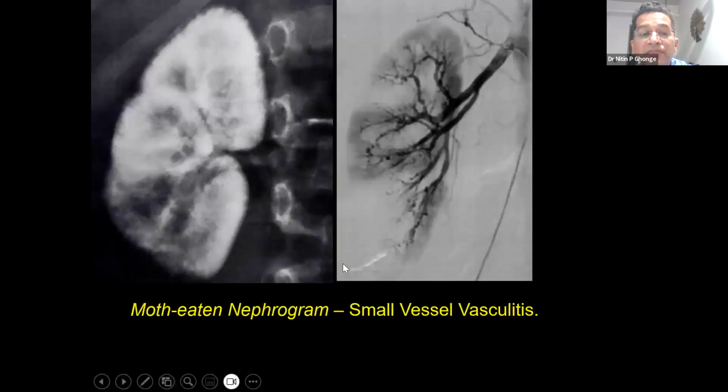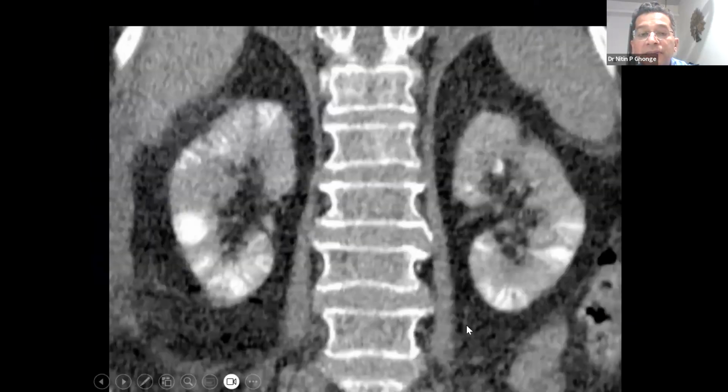both sides. Moth-eaten nephrogram. You can see multiple areas of poor opacification of the kidney in the DSA image because of the small vessel vasculitis or PAN, polyarteritis nodosa.